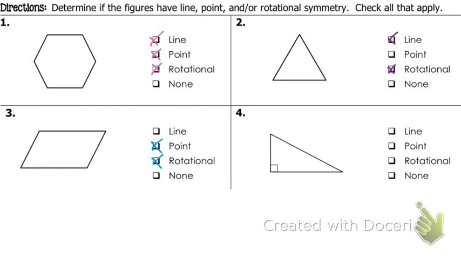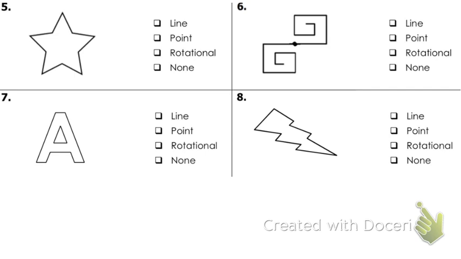Okay, does this have line symmetry? No, there's no line we can draw through it. Does it have point symmetry? Can we flip it upside down? No. Does it have rotational symmetry? No, this one has none of them. You could flip it upside down, but it won't be the same, right? So it doesn't have any of these symmetries. It can be none. Go and try 5.